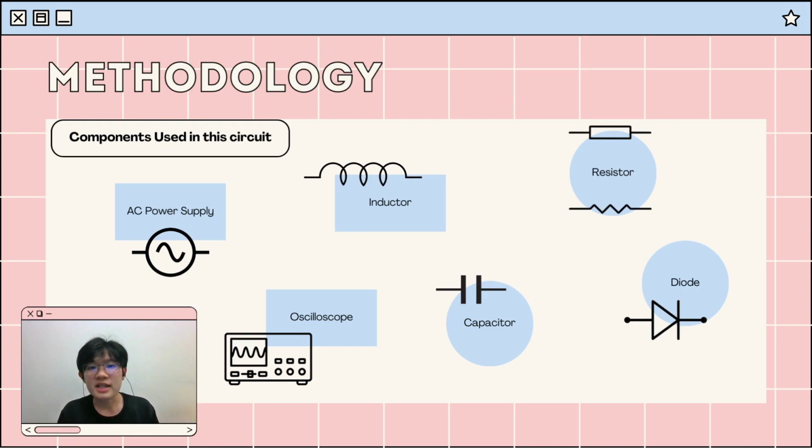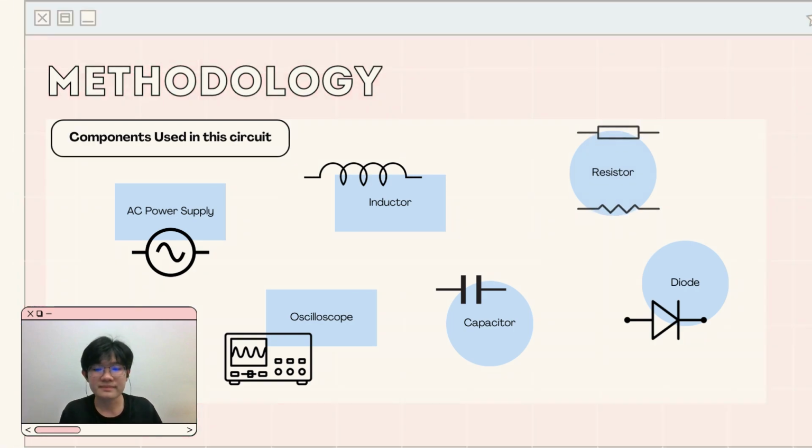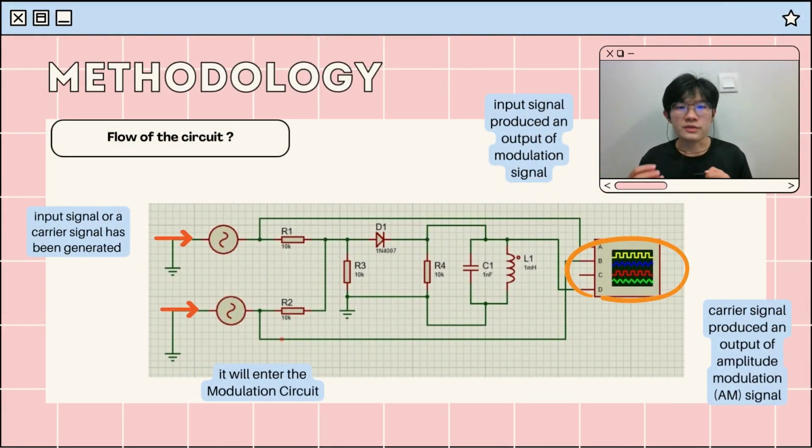Another component is the capacitor. A capacitor is an electrical component that stores and releases electricity in a circuit. And the last component is the oscilloscope. An oscilloscope is used to test and show voltage signals to generate a waveform, which is voltage over time. So for the flow of the circuit, as the image shown in the slide, the circuit diagram is simulating a modulated signal which acts as an output of a modulation circuit.